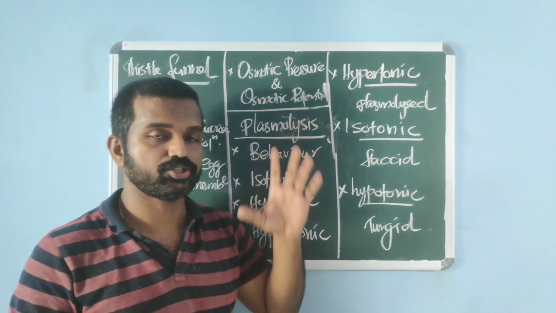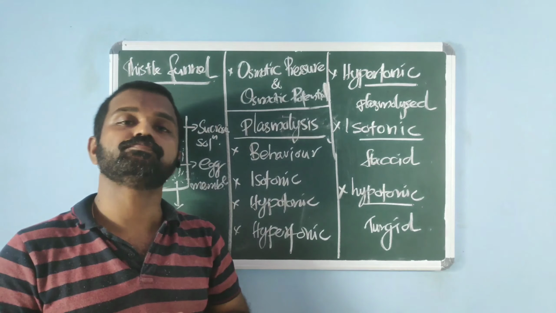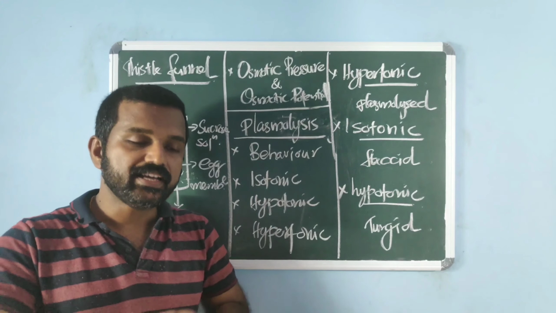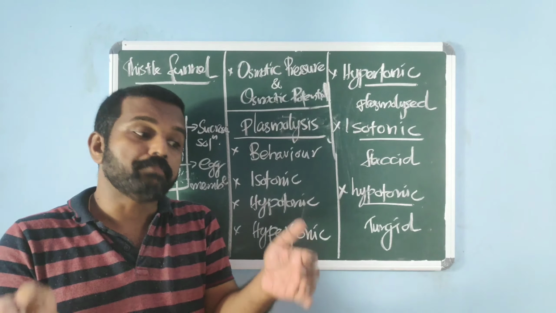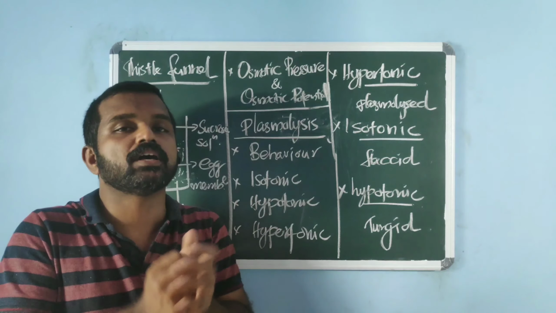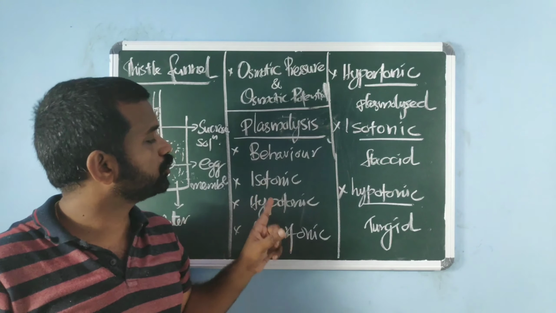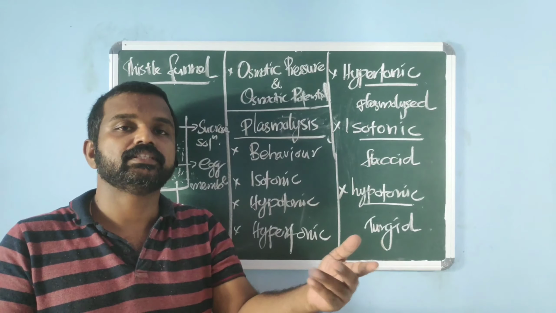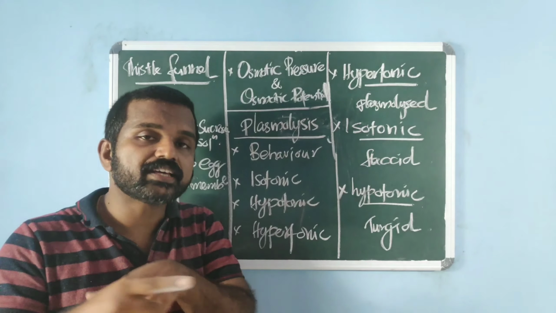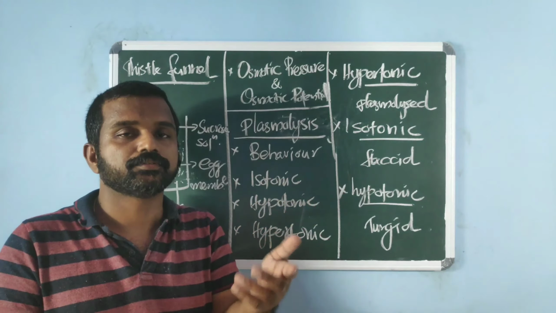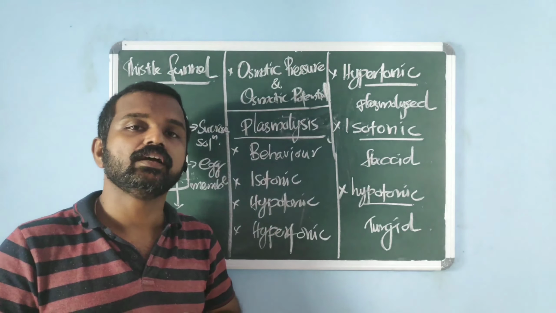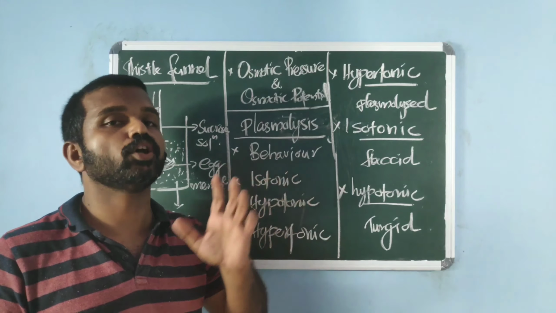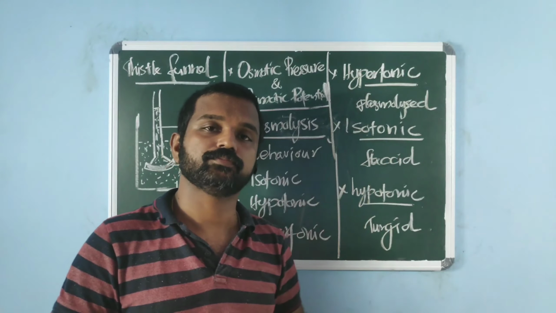Next, about plasmolysis. The behavior of a plant cell with regard to water movement depends on the external solution. If the external solution balances the osmotic pressure of the cytoplasm, then that solution is isotonic. If the external solution is more concentrated, then it is hypertonic. If the external solution is more dilute, then it is hypotonic. Let us see what the behavior of a plant cell would be when placed in these three types of solutions. First, in hypertonic solution.